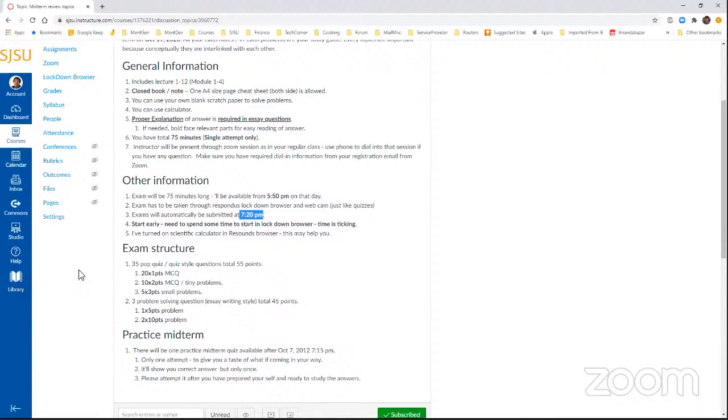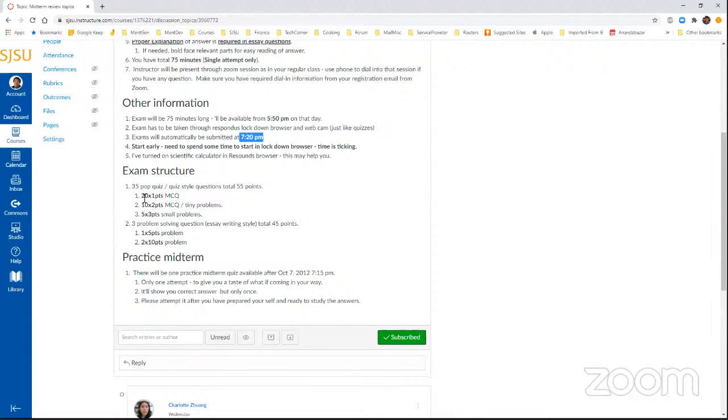There will be 35 pop quiz and quiz style questions, total 55 points. The breakdown is about 21 one-pointers, multiple choice; 10 two-pointers, multiple choice tiny problems, problems you can do through mental calculation; and 5 three-pointer small problems, which are more about your detailed understanding and are quicker problems. You don't need to think much about those problems if you have prepared properly for the exam.